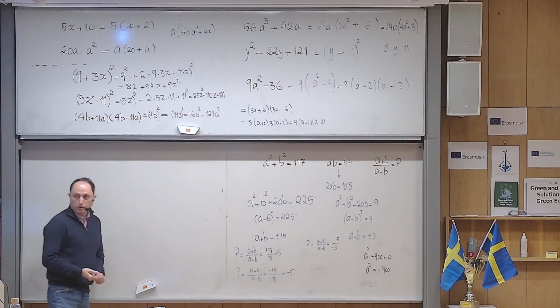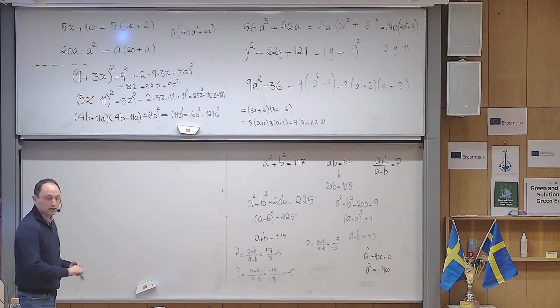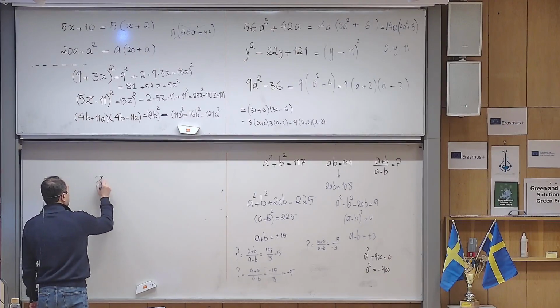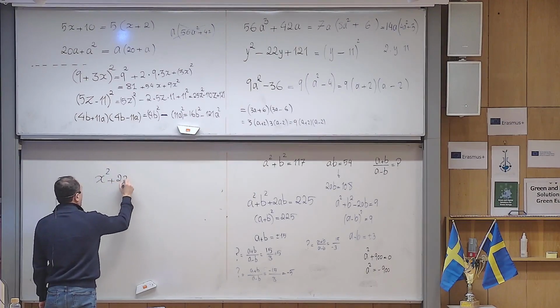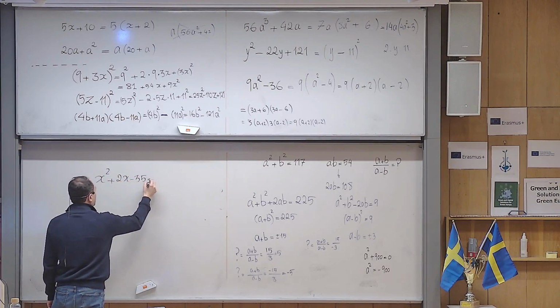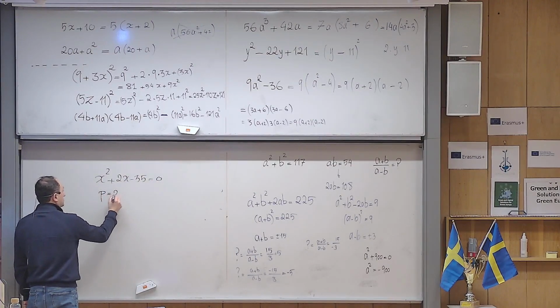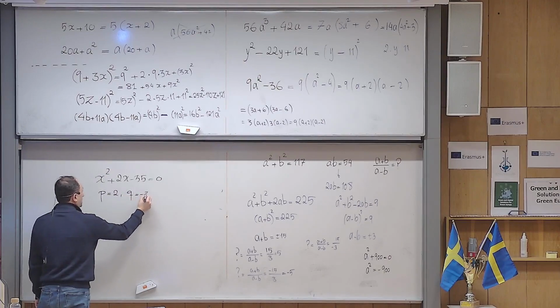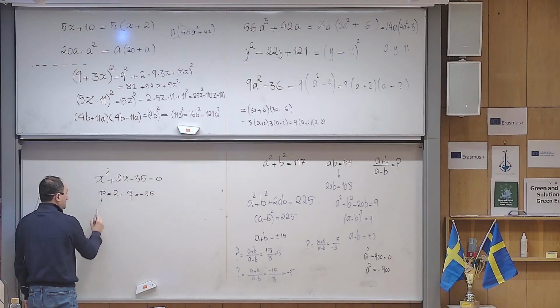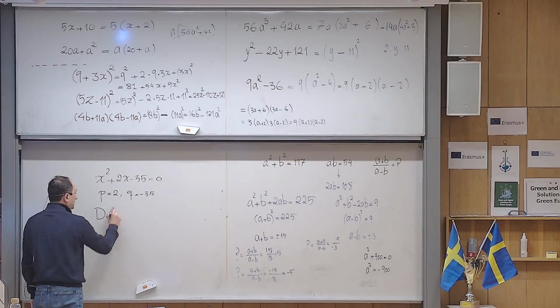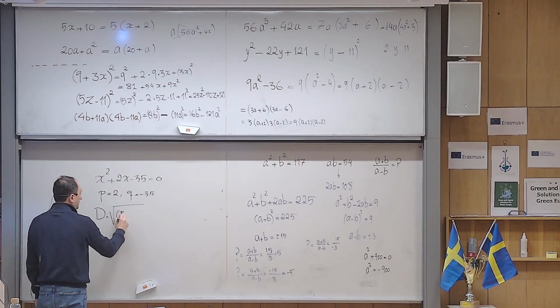Okay, so what is the question? The question is x squared plus 2x minus 35 equals 0. So P in this problem is 2, Q in this problem is minus 35. The discriminant in the PQ form is this square root.